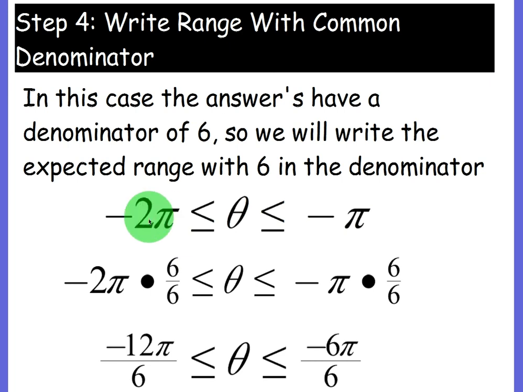If we multiply this by 6 over 6, we get negative 12 pi over 6, the same as negative 2 pi. If we multiply this by 6 over 6, we get negative 6 pi over 6. Why did we do that? Well, now, instead of worrying about the denominators, we can just look at the numerators and know that our answer for our numerators must fall between negative 12 pi and negative 6 pi.